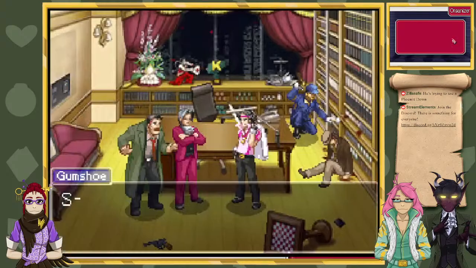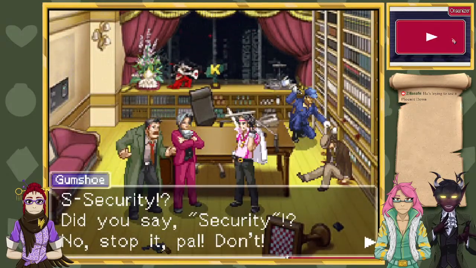The only Phoenix Down I know of is when Edgeworth had his romantic night before he came to the office. Oh my god. Yeah, he got off the plane. Security? And then he got off. Yeah. And then he went to work.